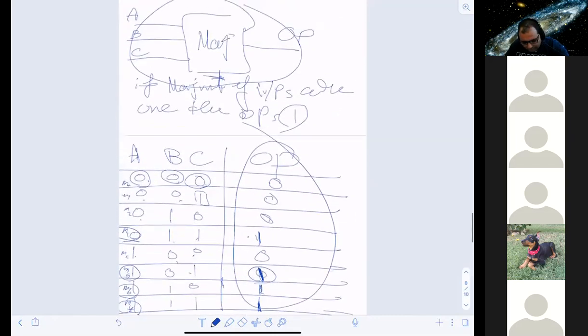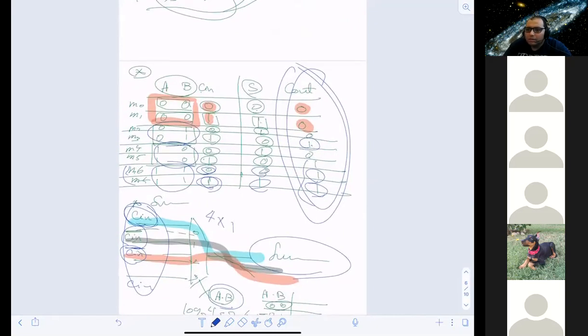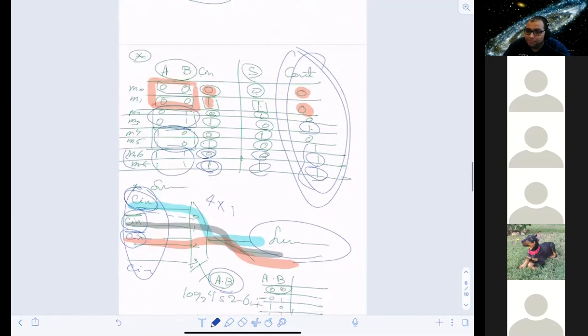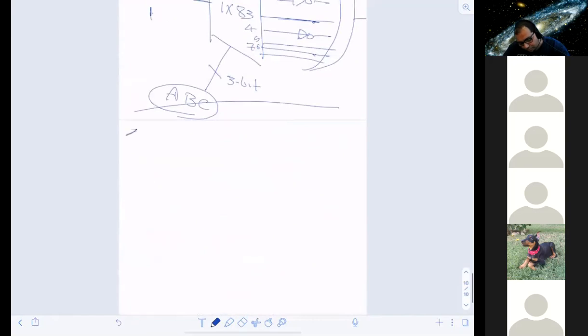Look at this example, the full adder. Did I use 8x1 or 4x1? 4x1. Exactly. Can I do it with 8x1? Yes. Same thing there. Any questions? Any problems?